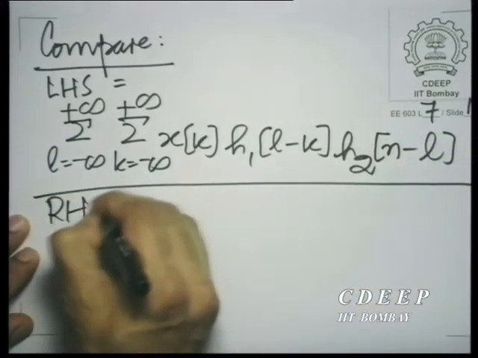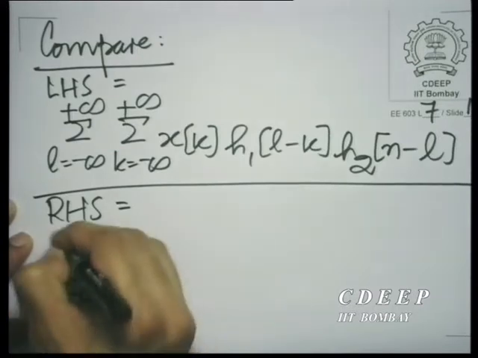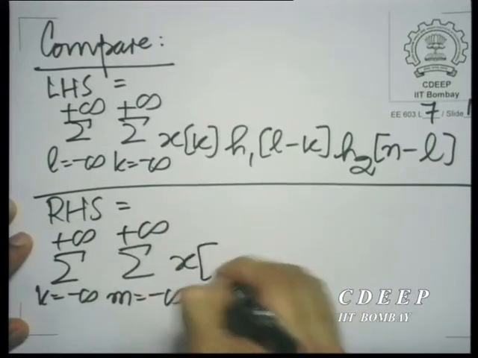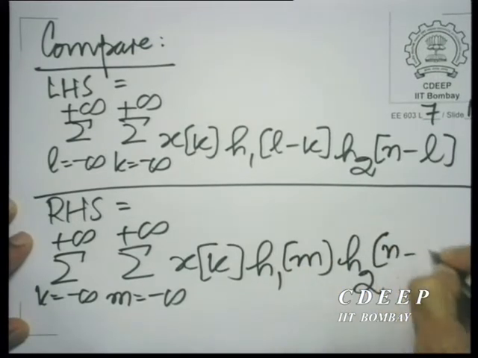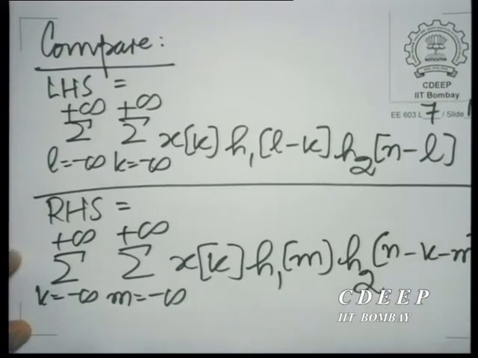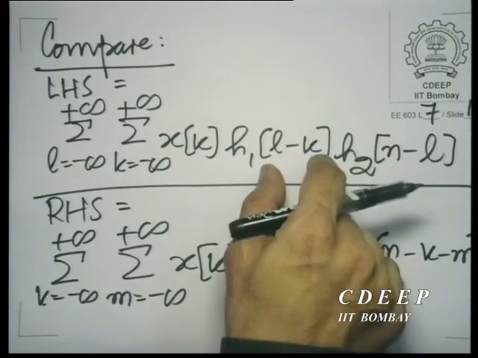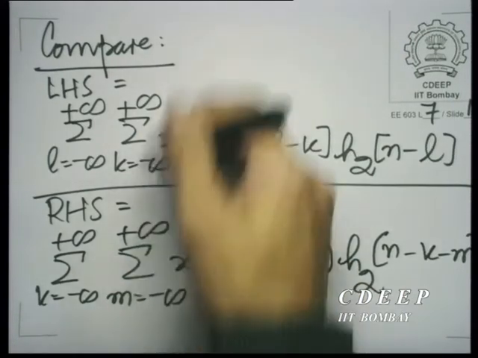With RHS, which is summation k running from minus to plus infinity, summation m running from minus to plus infinity, xk, h1m, h2 n minus k minus m. And now it is very clear to us how to prove the equivalence of these two expressions. You see, what we really need to do is to make a substitution of variable here. If we replace the variable L minus k with the variable m, the summation on k is common to both.